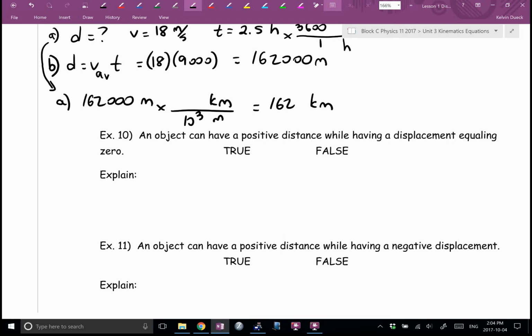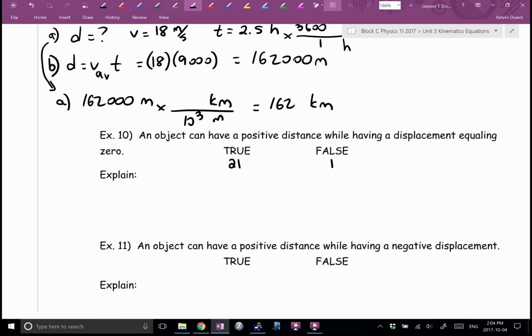So you ready? Here's the statement. An object can have a positive distance while having a displacement equaling 0. Who says, I think that's true? 21. Who thinks that's false? We're going to be doing a lot of these. We call these thought experiments. And so then the next step is you can either attack or defend. You can attack the other person's answer as that must be wrong, or you can defend your own answer as that must be right. Someone convince me.